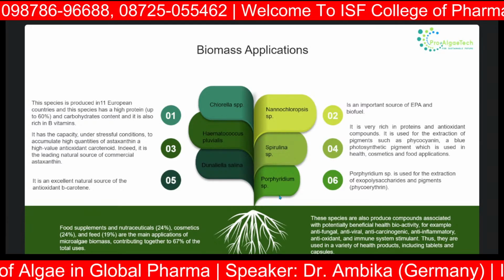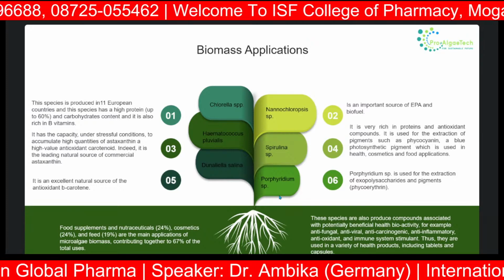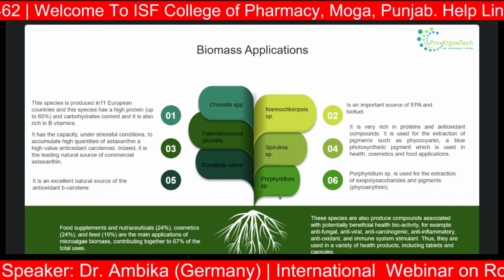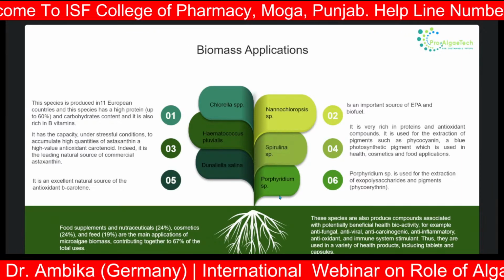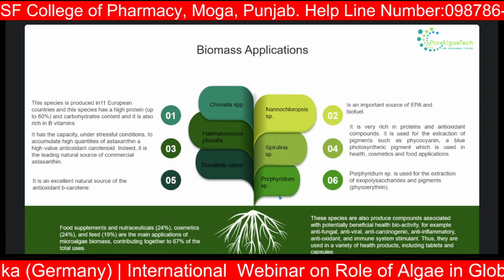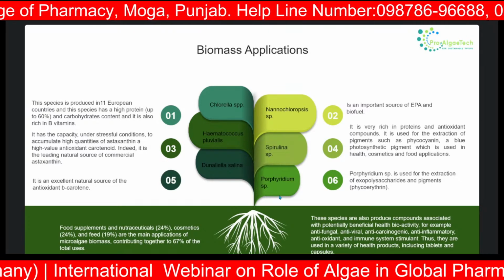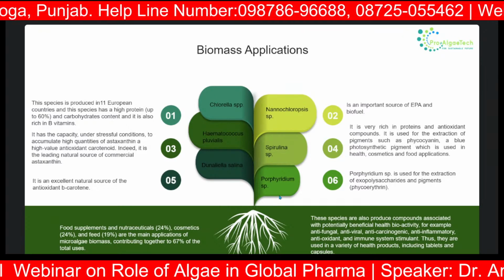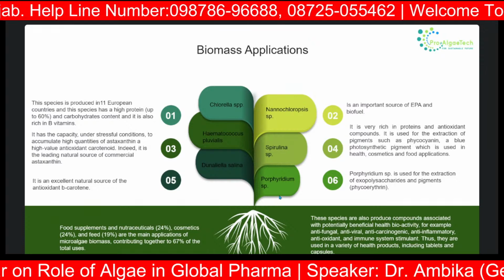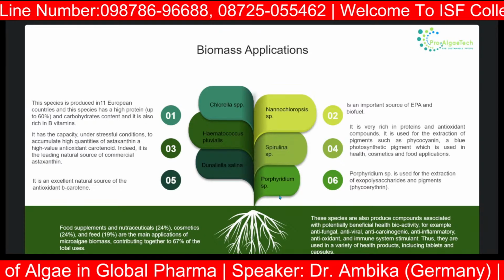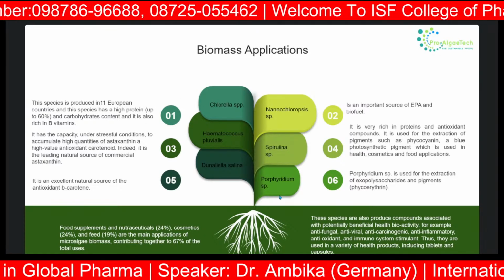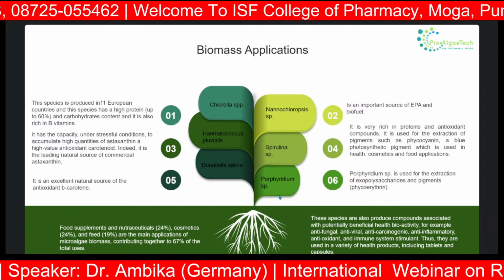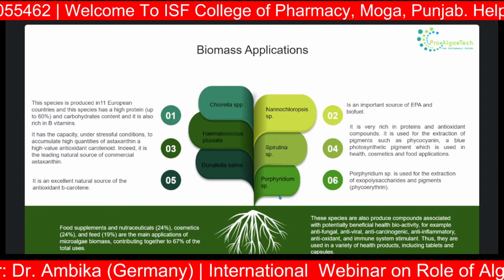Indeed, it is a leading natural source of commercial astaxanthin. So this is one of the bioactive compounds extracted from Haematococcus pluvialis, and it is being used commercially and is available everywhere, because astaxanthin is a high-value antioxidant carotenoid used in the pharmaceutical industry, food industry, fish feed industry, and so on. That is the reason Haematococcus pluvialis also plays a very important role in biomass applications.